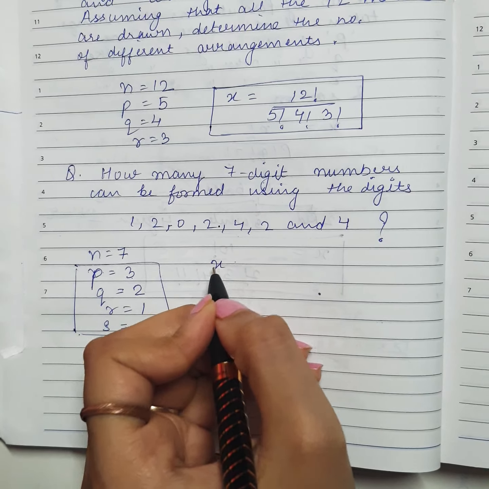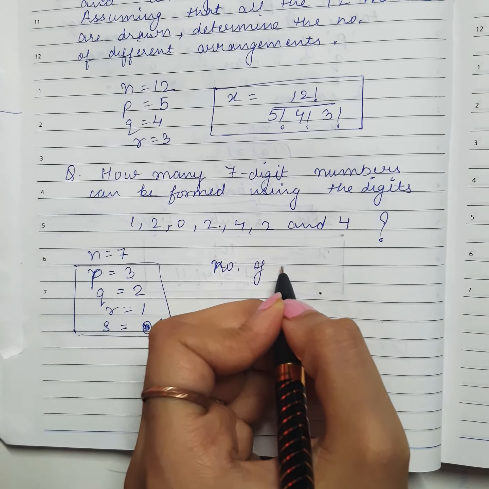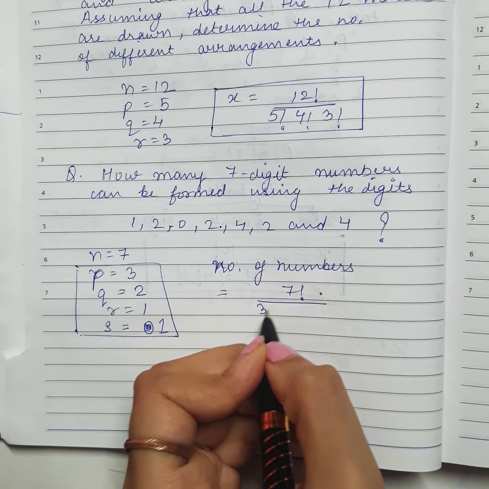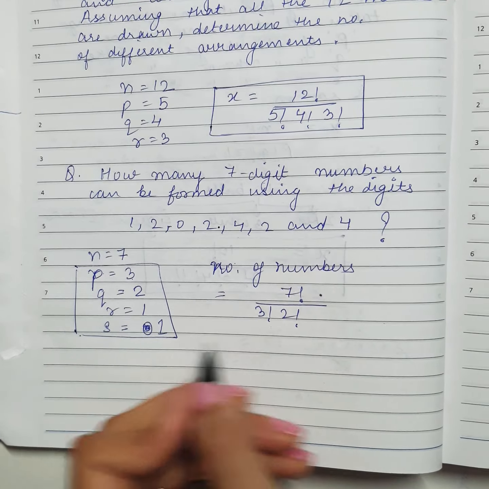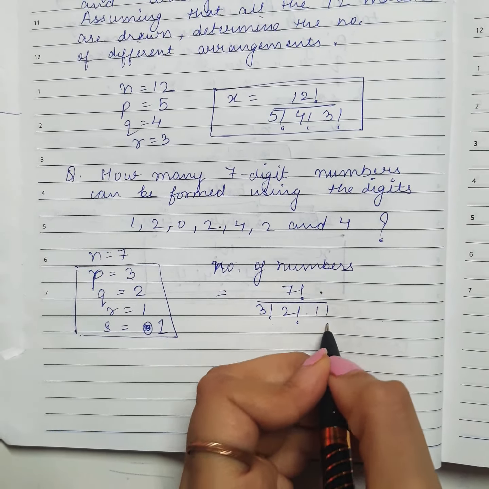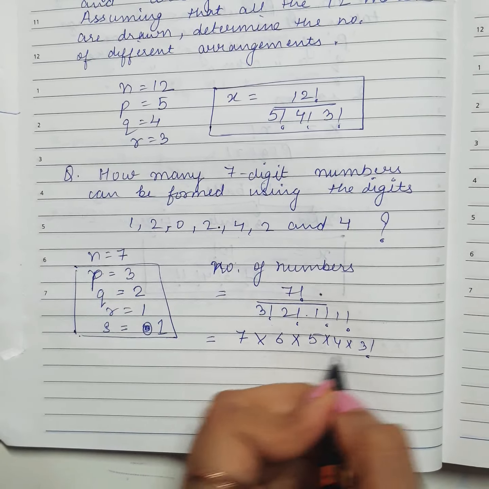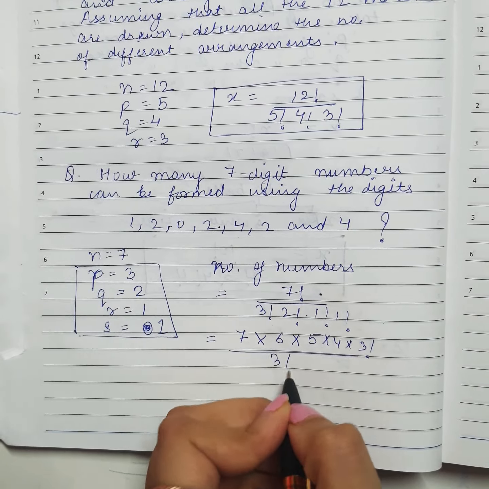So the number of permutations, so the number of 7-digit numbers, how many such numbers are there, will be 7 factorial upon 3 factorial, 2 factorial, 1 factorial, 1 factorial. So let us solve them, because the question is still not finished. 7, 6, 5, 4, 3 upon 3, 420.